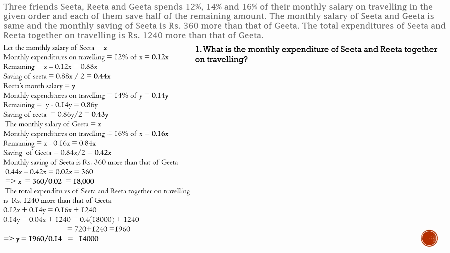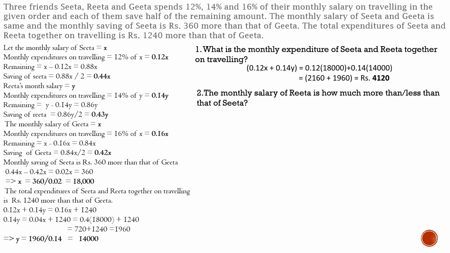Okay. Now, what is the monthly expenditure of Sita and Rita together on traveling? Now, on traveling, Sita's expenditure is 0.12x, Rita's expenditure is 0.14y. Substitute the value of x and y. X is 18,000 and y is 14,000. So 0.12 into 18,000 plus 0.14 into 14,000, that is 2,160 plus 1,960. So a total of 4,120 rupees is spent on traveling by Sita and Rita together.